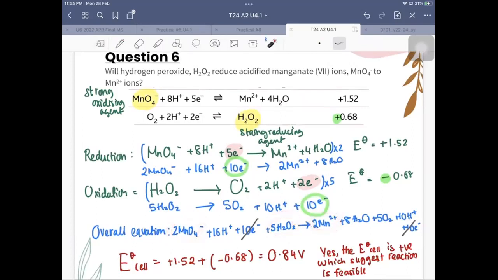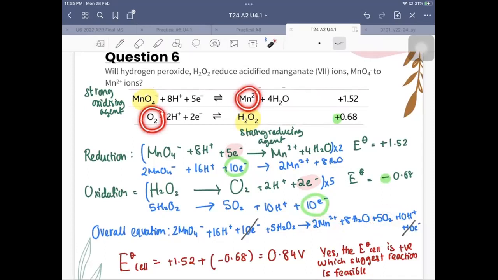Now, if you remember the statement, if the forward reaction is feasible, the reverse reaction must not be feasible. Why? So we'll have a look at Mn2 plus and O2. Why Mn2 plus and O2? Because these are the ones that actually get oxidized or reduced in the reaction.